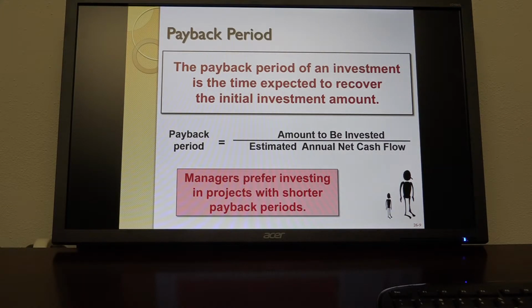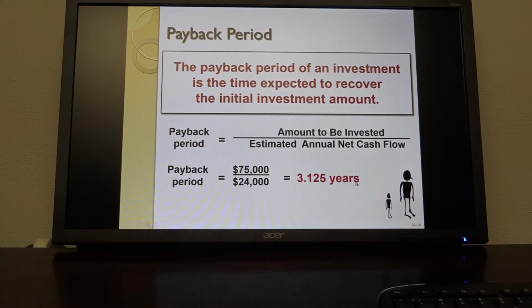All right, so the first method we're going to look at is called payback period. And the payback period is the time expected to recover the initial investment amount. And so in our example, the initial investment amount was $75,000. So payback period is, as your numerator, the amount to be invested, in our example $75,000, and you're going to divide that into the estimated annual net cash flow of $24,000, and so that's going to be somewhere in the range of a little over 3 years, just eyeballing it. And so the payback period is exactly 3.125 years.